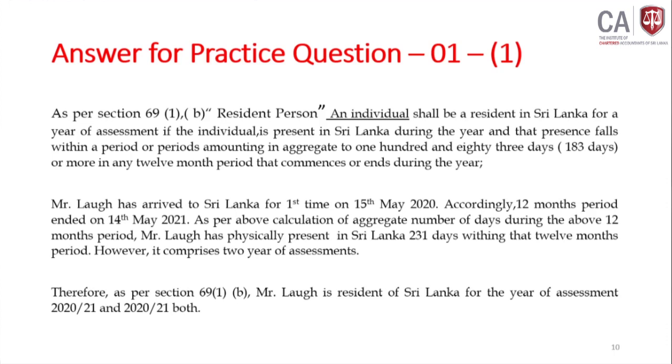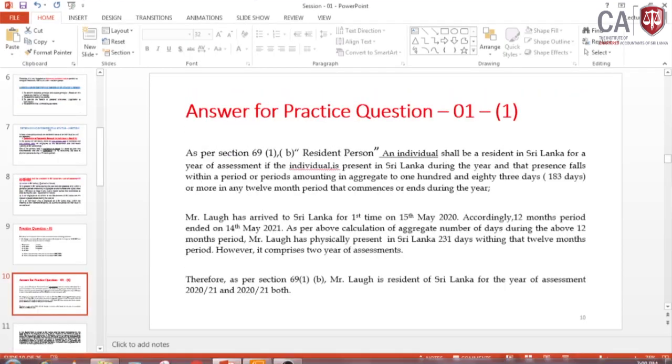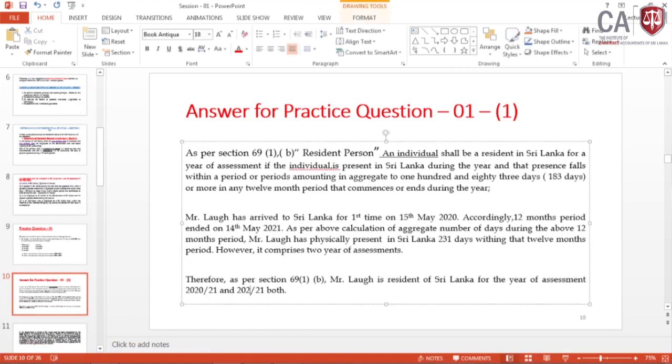Mr. Love is a resident in Sri Lanka based on section 69 subsection 1B, which is the quantitative test. Resident in Sri Lanka for the year of assessment 2021, and it is 21-22 both. Okay. Then this is the answer discussion for that very small question.